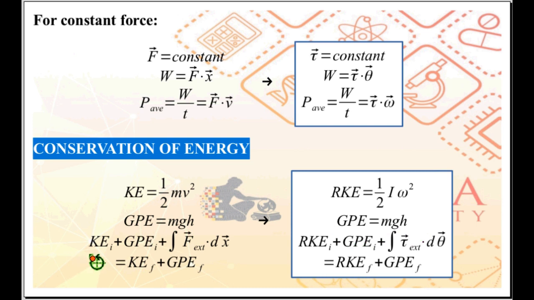mgh. Now, instead of kinetic energy, you have rotational kinetic energy plus gravitational potential energy plus work done by external forces now becomes work done by external torque. So you have the integral of torque dotted with d theta. You have initial mechanical energy. And then for final mechanical energy, you have, from kinetic energy, we have rotational kinetic energy, and gravitational potential energy is still gravitational potential energy. So, initial mechanical energy is equal to final mechanical energy, the conservation of energy principle for angular motion.